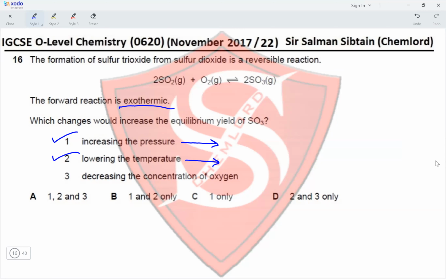And decreasing the concentration of oxygen. When we decrease the concentration of the reactants, the equilibrium will shift towards the left in order to restore the concentration of the reactant. So the concentration of SO3 would decrease, which means that the equilibrium yield of SO3 would be less. So this change is incorrect. Since changes 1 and 2 are correct only, option B is the correct option for this question.